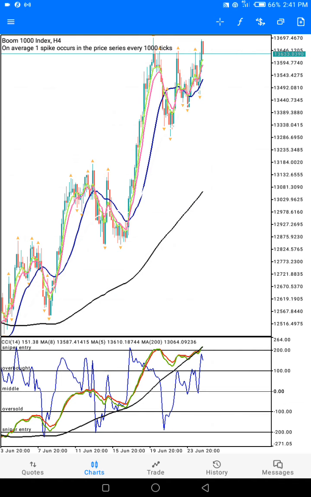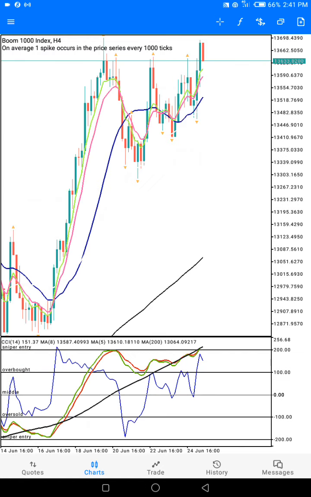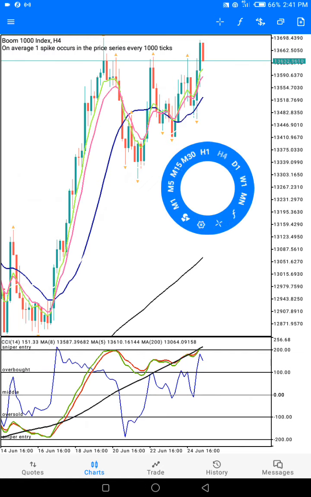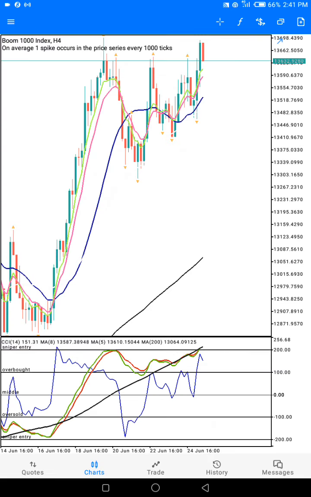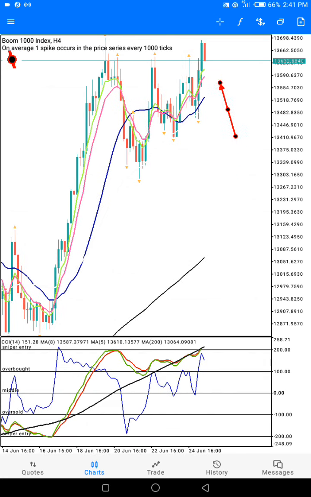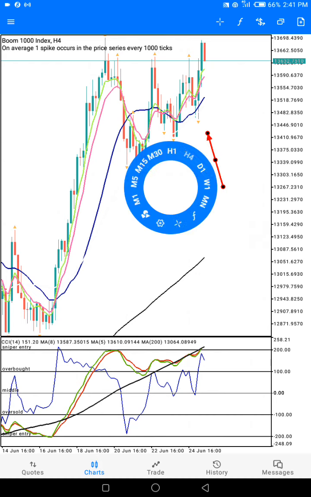Now if you look at it from the higher time frame, this is how the market has been. We have a selling candle currently moving downward. This is it. This candle is currently selling, but it is hanging on our resistance zone, acting as a support.